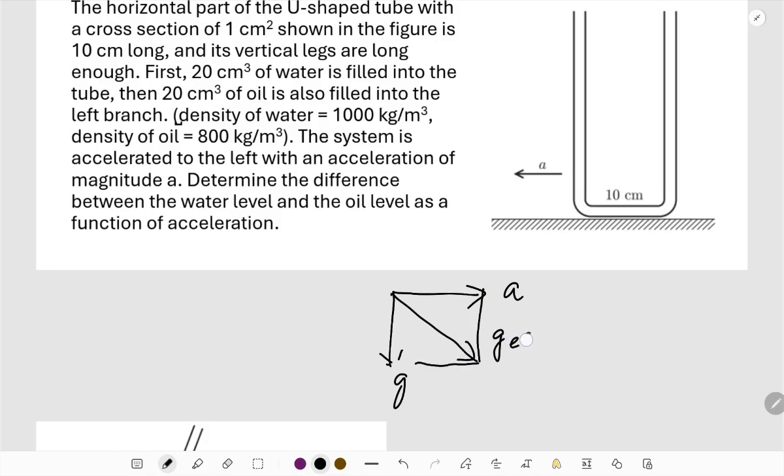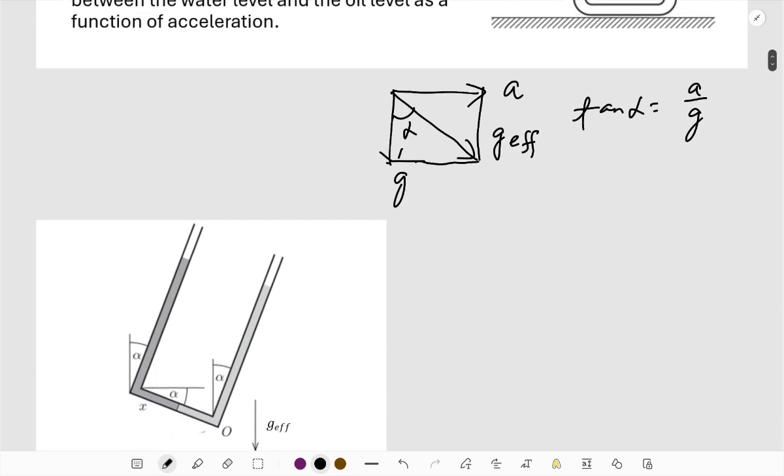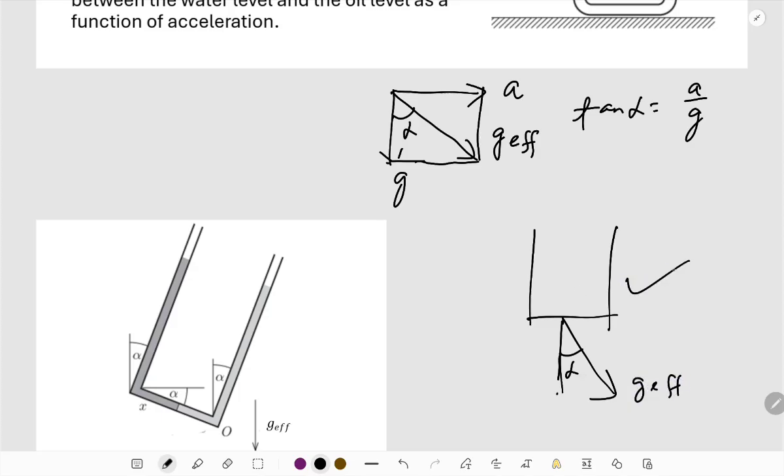We would like to call it g effective or the net gravity, and of course it will be acting at an angle alpha with the true vertical, and that alpha can be found simply by writing tan alpha equals perpendicular over base, that is a by g. And so we have a picture something like this right now. The gravity is in this direction and everything in this manner. I can see the picture right now.